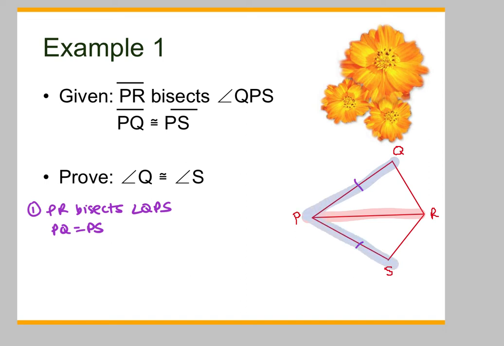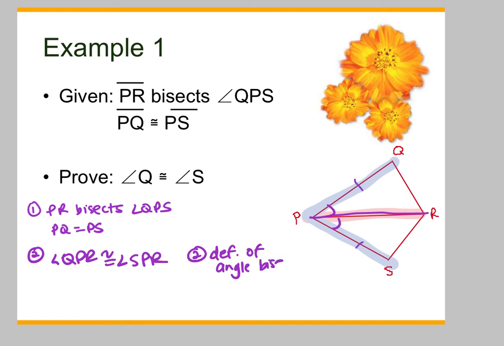So what does that tell you, Kala? That QR equals SR because the segment bisector. That, but it's an angle bisector, not a segment bisector. So it bisects that angle, right? It cuts this angle into two congruent parts. So I would say angle QPR is congruent to angle SPR, and that's the definition of an angle bisector. We didn't write it, but this was given.